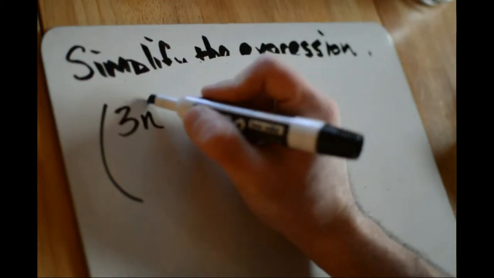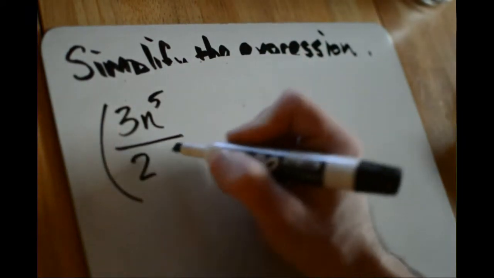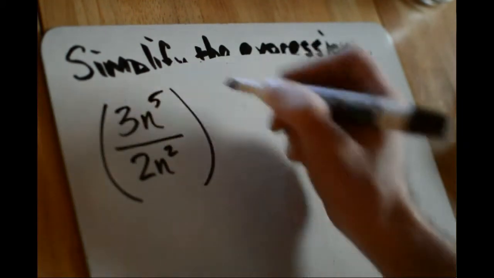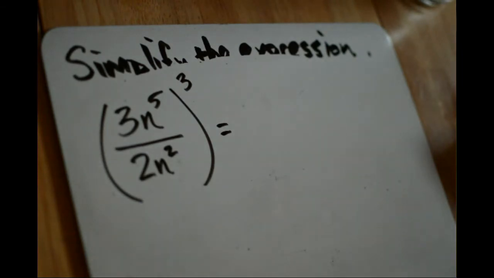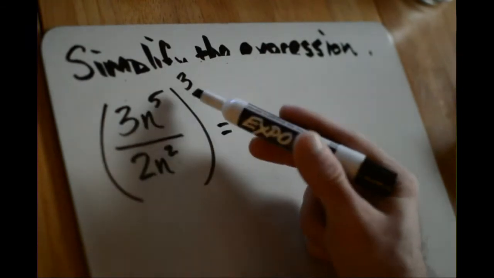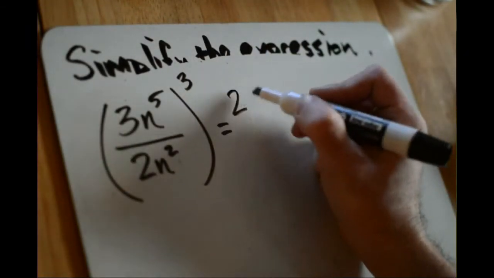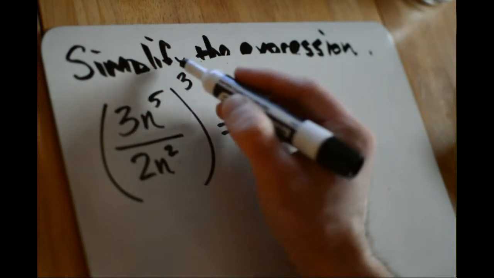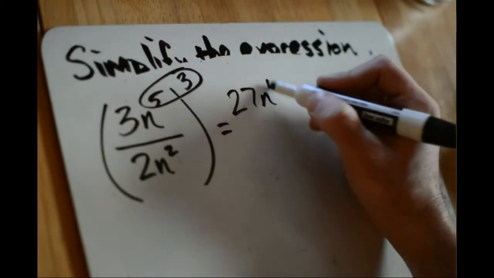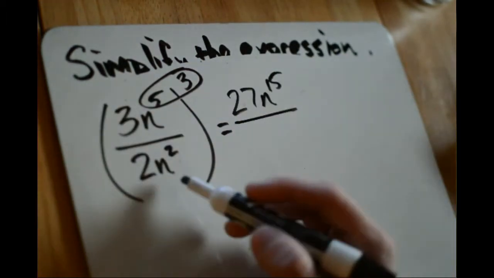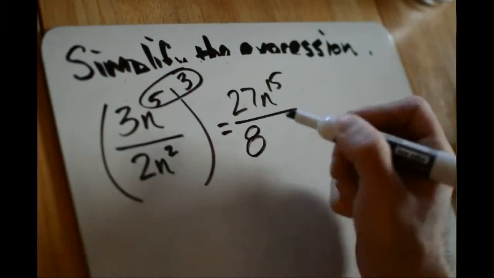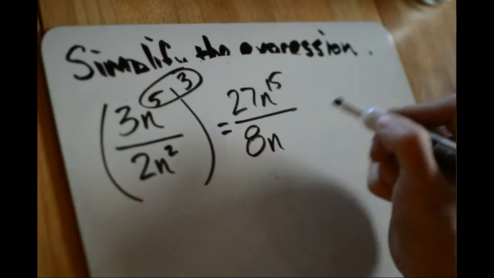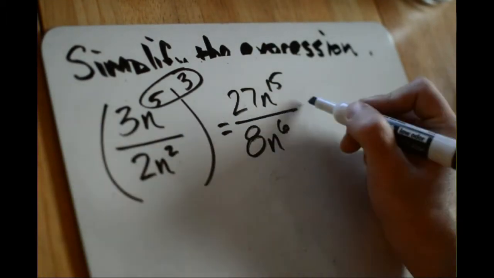Let's say 3n to the 5th over 2n squared, and that's being raised to the 3rd power. So because this is all in parentheses here, being raised to the 3rd, well, the numerator is being raised to the 3rd, and 3 to the 3rd is 27. And n to the 5th to the 3rd, we'll multiply those exponents and get n to the 15th. Now the denominator is also being raised to the 3rd, so 2 to the 3rd is 8, and n squared to the 3rd, multiply those exponents and we get 6.